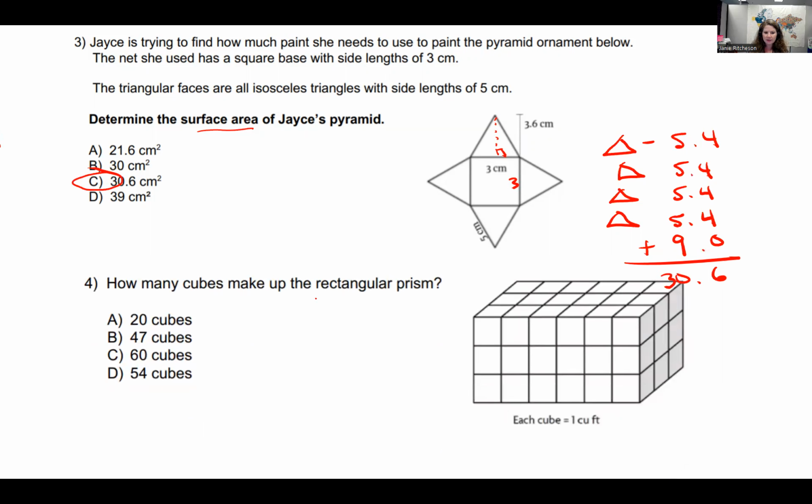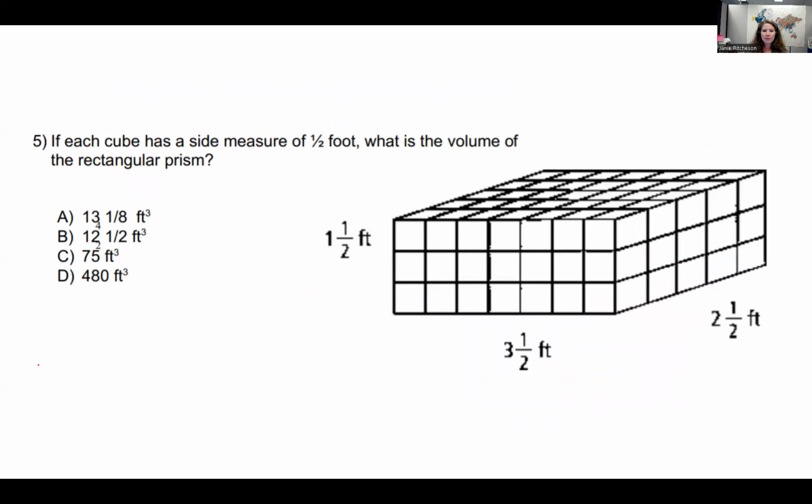Number 4. All right, so we have a 3 by 3 by 6. So basically we're finding the volume. 6 times 3 times 3 is 54 cubes. The volume is 54.